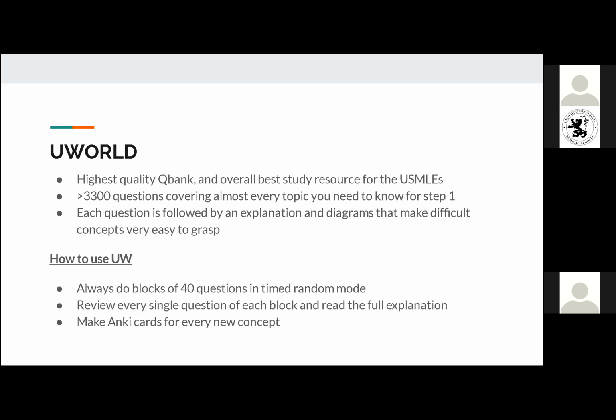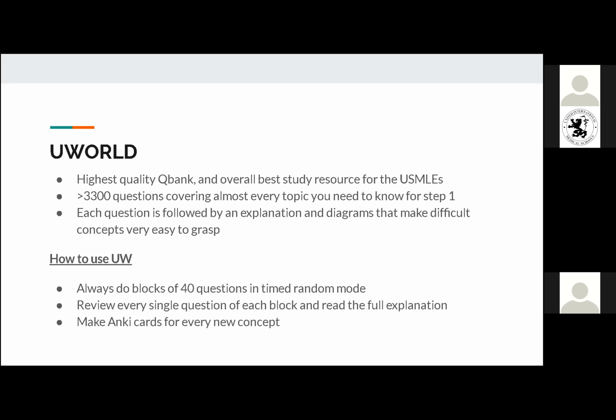Another recommendation I have about UWorld is that you have to review every single question. You have to read the full explanation. Just because you got the question correct on UWorld doesn't mean that you can skip the explanation. You have to really read every explanation because that's how you learn for the USMLEs.